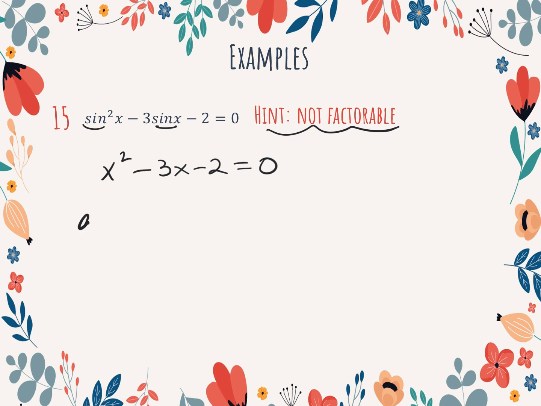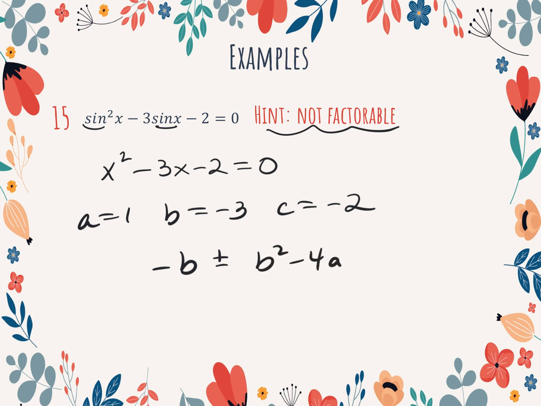So my a value is 1, my b value is negative 3, my c value is negative 2. My quadratic formula is going to be negative b, or opposite of b, plus or minus the square root of b squared minus 4ac, all divided by 2 times a. Now, once we solve this, we would have to use our calculator to get the angle measure. Your test is non-calculator. So if you do get a question like this, we may just ask you to leave it in simplest radical form and say what it's going to equal.